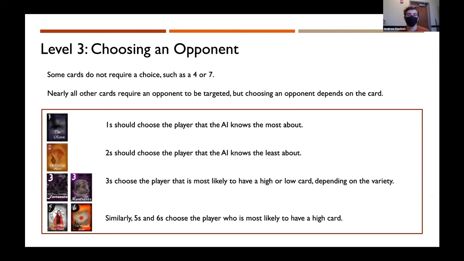2s target the player that AI knows the least about. So if there's a player we haven't really gotten any information about, we want to look at their hand, see what they're working with. If you have the 3s, you want to choose the player that's most likely to have a high or a low card, depending on your variety. If you have a higher card, you want to choose a player that has generally a lower card. And similarly, 5s and 6s, you want to choose a player with a high card to either take it from them with a 6 or make them lose it with a 5. And so that's kind of what our AI looks like.